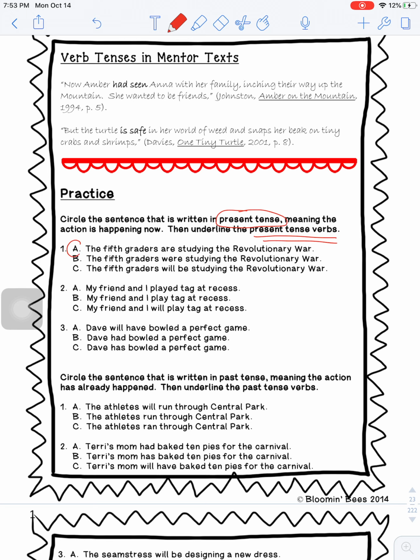And hopefully you're going to say A, okay? And what are we going to underline here is "are studying," okay?